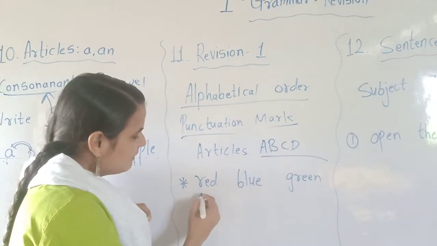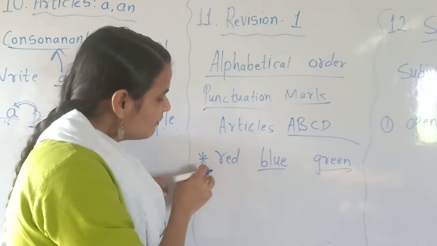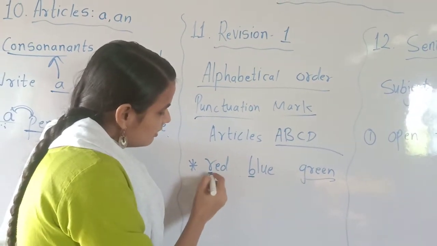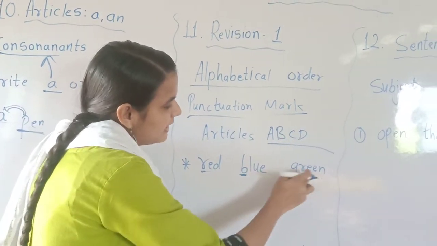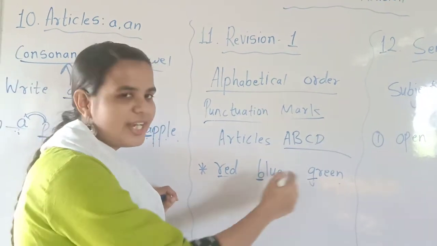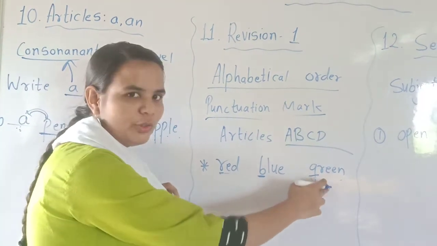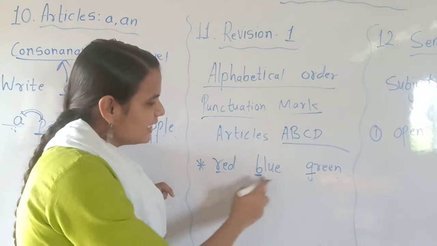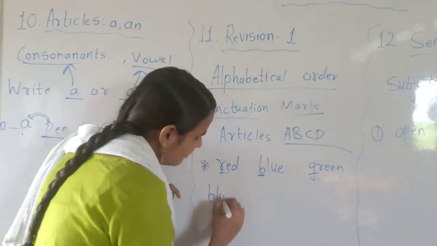So see, for example, here is red color, blue and green. So what you have to do? You have to always see the first letter. Here you can see in this word the first letter is R. In this word first letter is B and in this first letter is G. So according to ABCD, which letter comes first? After A, is there any word starting with the A? No. So go to the next letter, that is B. After A, what comes? B. So is there any word that starts with the B? Yes, this is blue. So firstly you have to write the word blue.